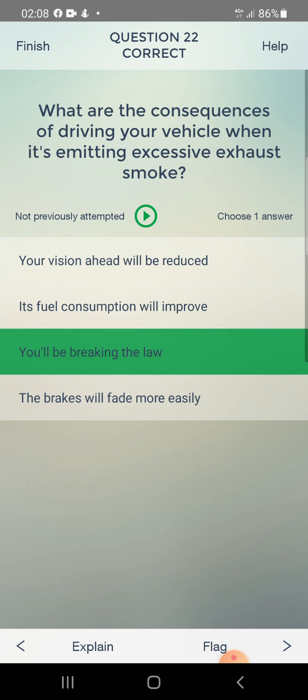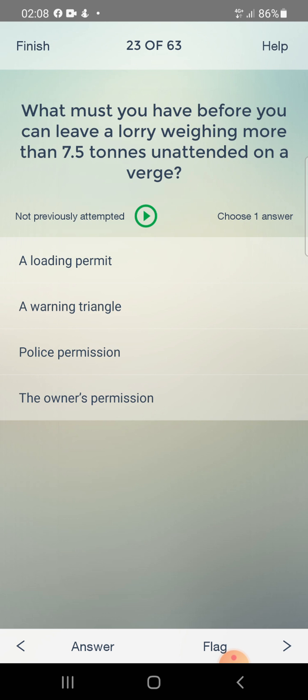Third. What must you have before you can leave a lorry weighing more than 7.5 ton unattended on a verge? So, a loading permit, a warning triangle, police permission, the owner's permission.